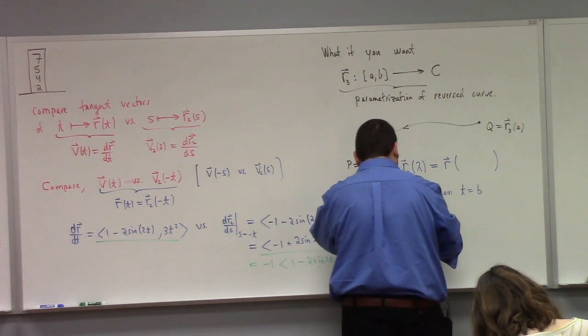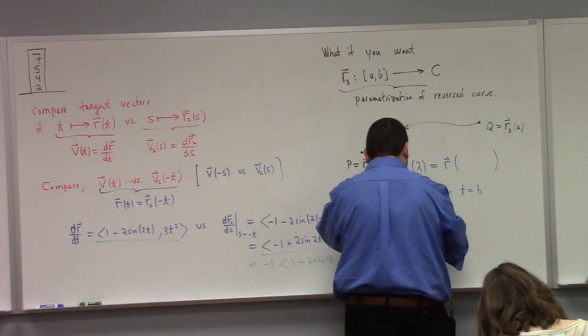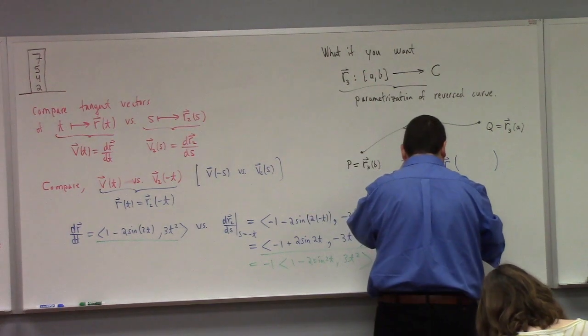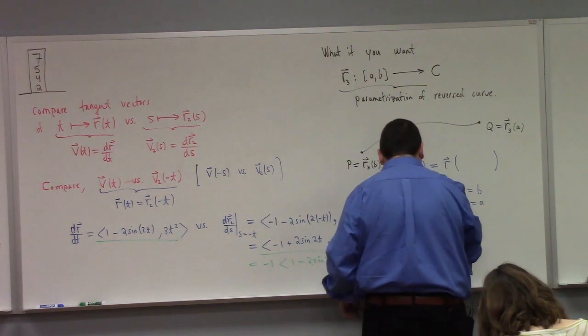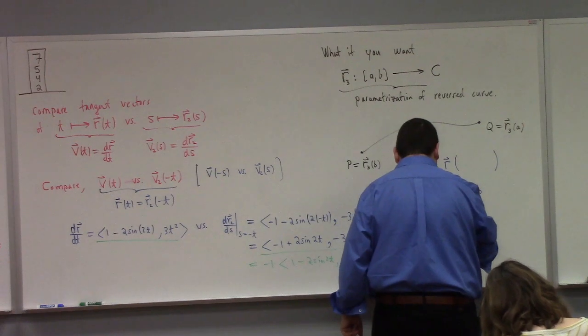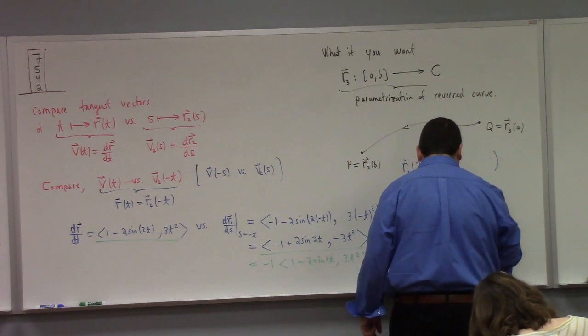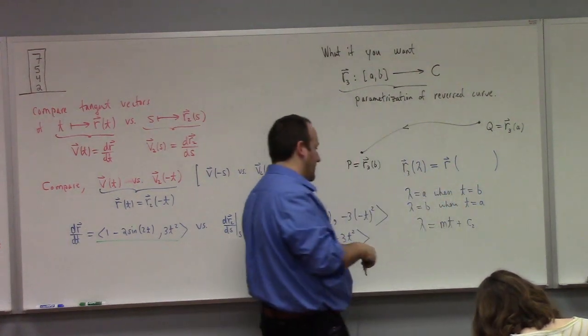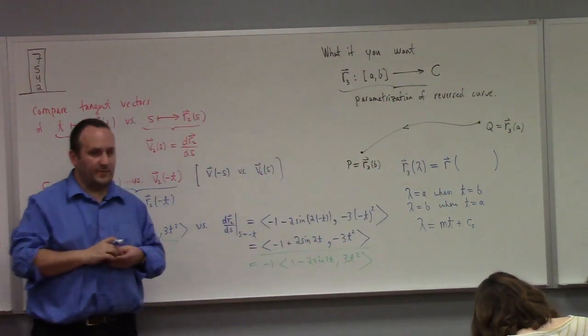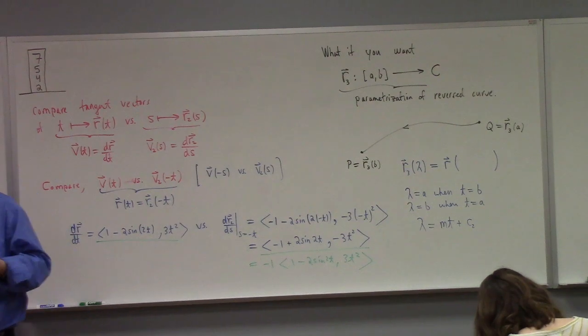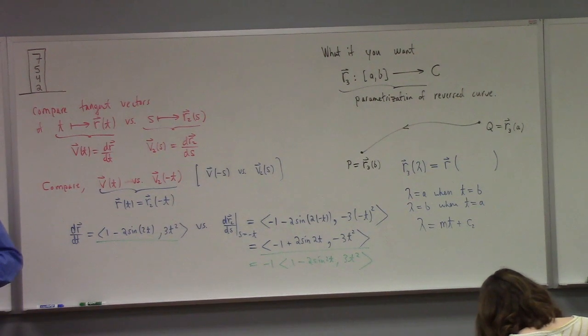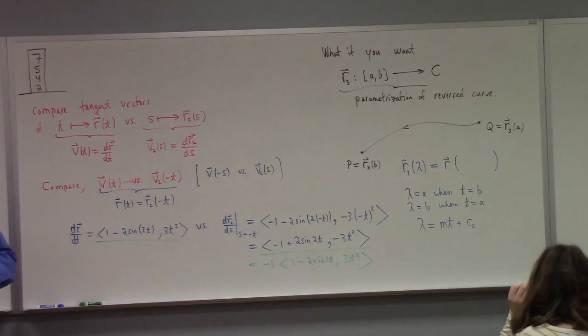I want lambda to equal b when t is equal to a, and maybe we can say lambda is something like mt plus some constant c2. Maybe we can make it a linear function of time, and that'll be enough to find this thing. So this is a design problem. Can you tell me what I should put in the parentheses there to make this happen?